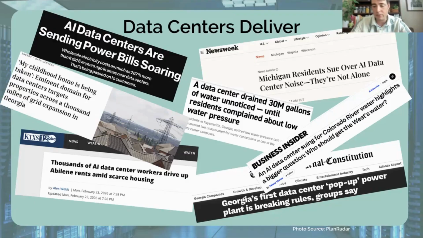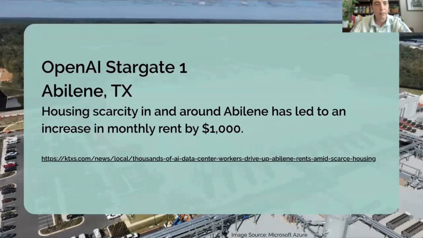We're going to jump in and talk about these specific articles, but this is what we like to think about as data centers delivering when it comes to how they come into communities. So OpenAI has basically built out Stargate 1. It's their flagship data center in Abilene, Texas.